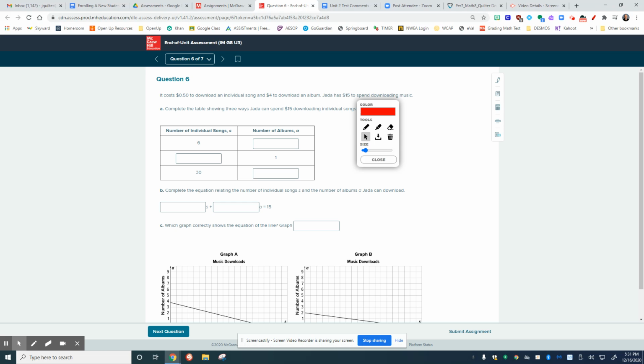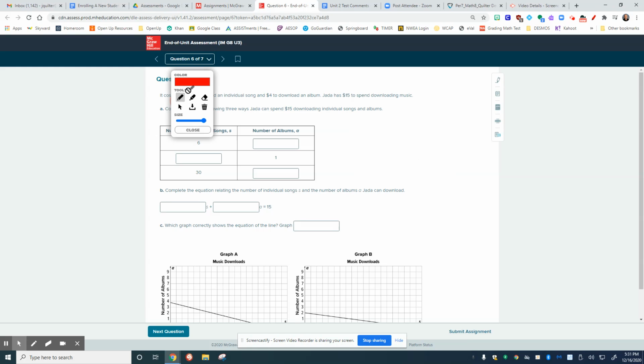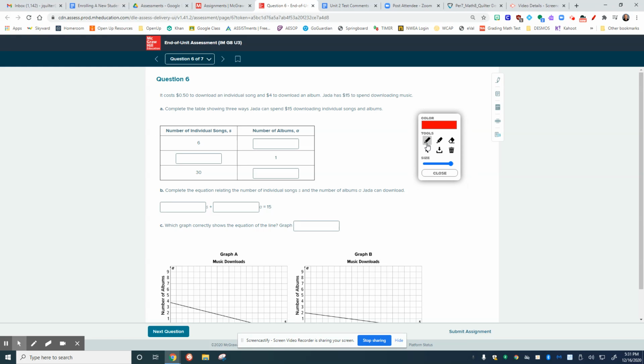Question 6 is talking about downloading songs. So I guess maybe we're playing with iTunes or something here. But we need to pay attention to what's actually been given in this situation. It costs 50 cents to download an individual song, $4 to download an album, and Jada has 15 bucks to spend. So we need to think about that, complete the table showing it.